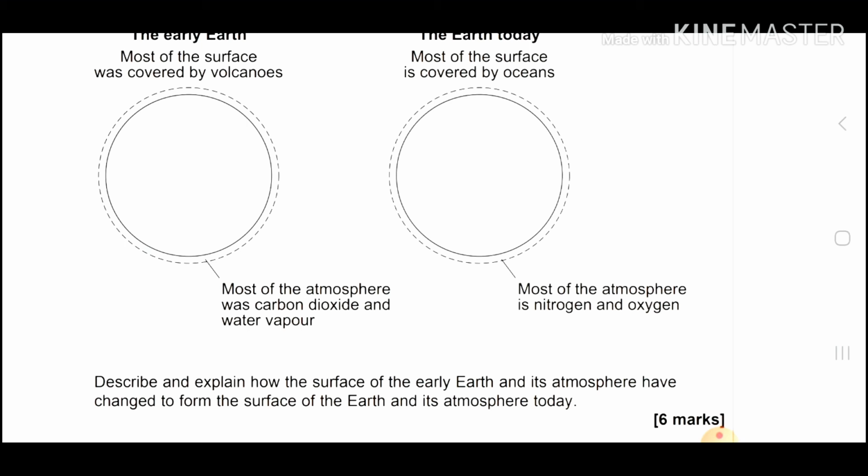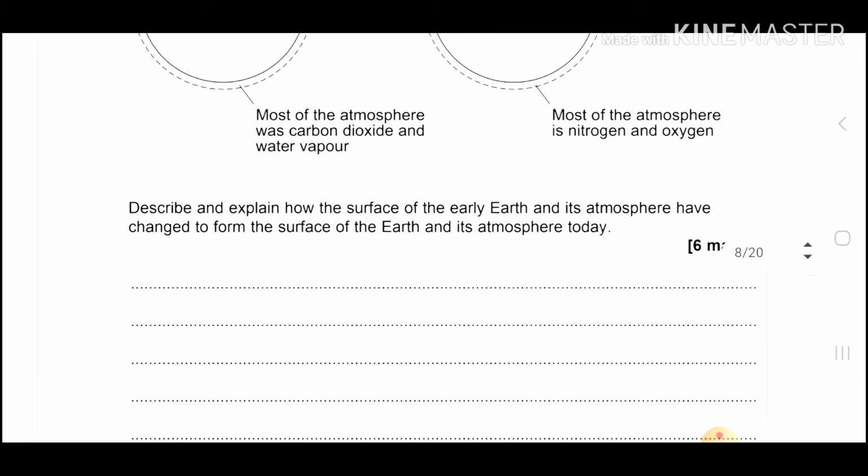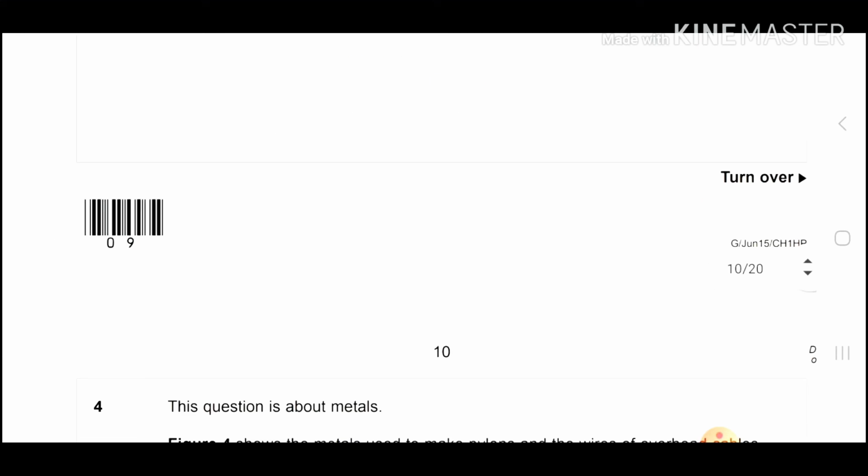Carbon dioxide became locked up in sedimentary rocks. Oceans formed because the earth and water vapor cooled and water vapor in the atmosphere condensed, and continents formed because the earth cooled, forming a supercontinent, and volcanoes reduced because the earth cooled, forming a crust. So, next question, let's see the next one.